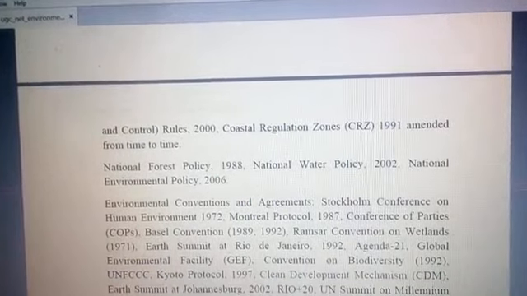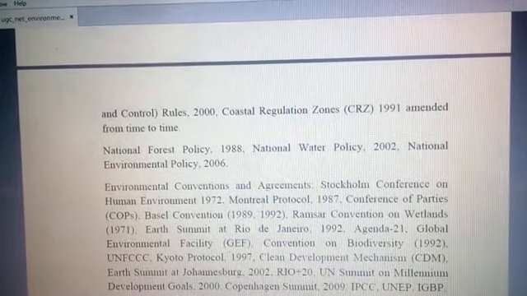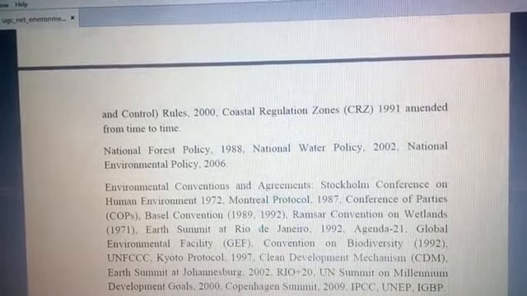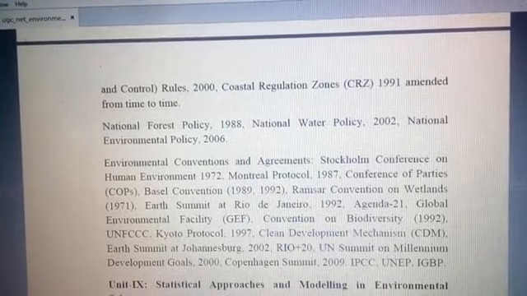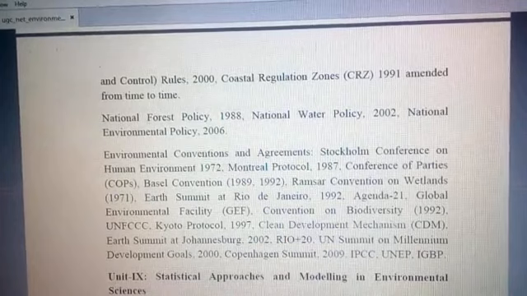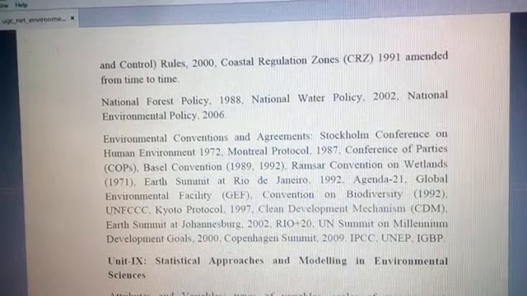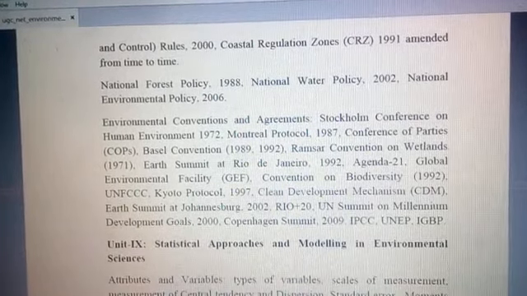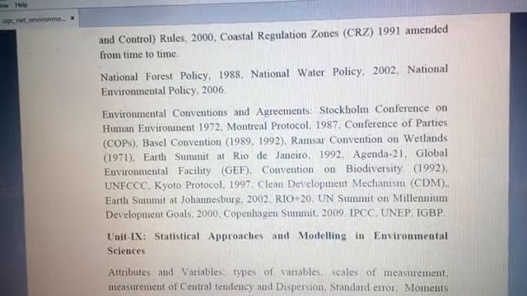Environmental Conventions and Agreements. Stockholm Conference on Human Environment 1972, Montreal Protocol 1987 and Conference of Parties COP, and Basel Convention 1989, Ramsar Convention on Wetlands 1971, the Earth Summit at Rio de Janeiro 1992, Agenda 21, Global Environment Facility and Convention on Biodiversity 1992, UNFCCC, Kyoto Protocol 1997 and Clean Development Mechanism, the summit at Johannesburg 2002 and Rio+20, UN Summit on Millennium Development Goals 2000, Copenhagen Summit 2009 and the IPCC, UNEP and IGBP.